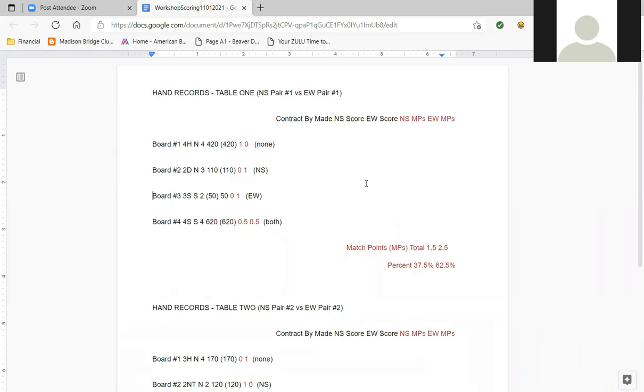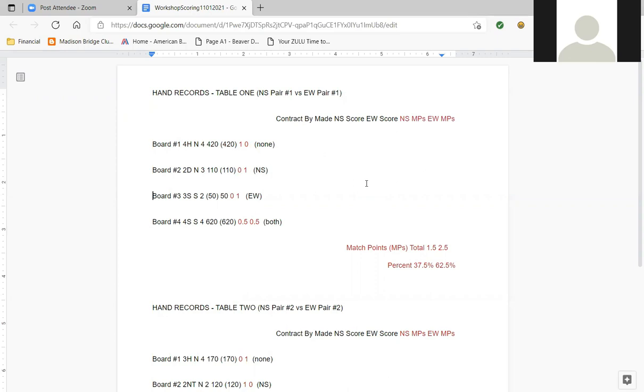And if these 2 tables are playing duplicate bridge, they have to be playing exactly the same hands. Okay? They can't be playing 4 hands at one table and 4 different hands at the other table. They have to be playing the same hands. And I'm referring to the hands not as hands, but as boards. Board 1, board 2, board 3, board 4. So each one of those tables is playing those 4 boards.